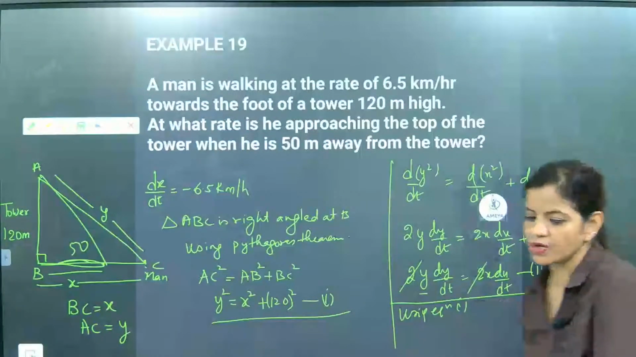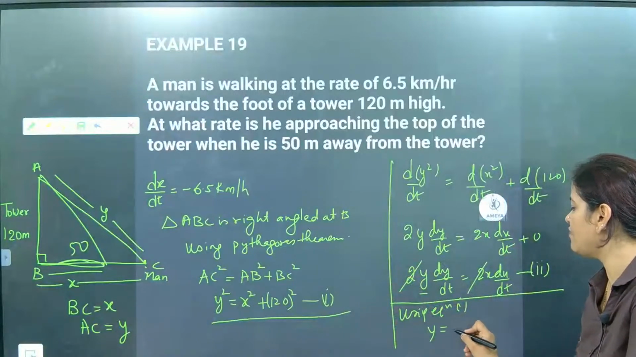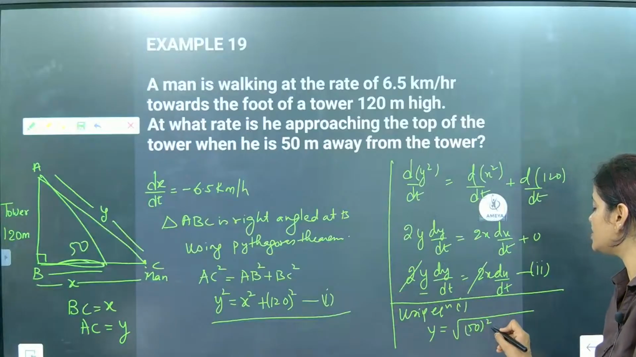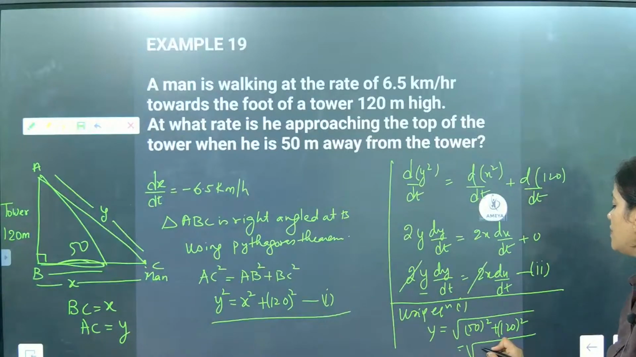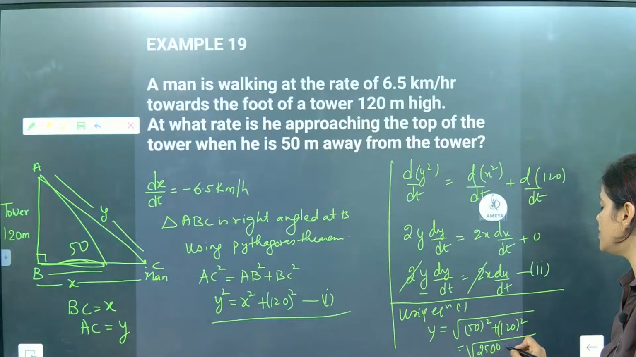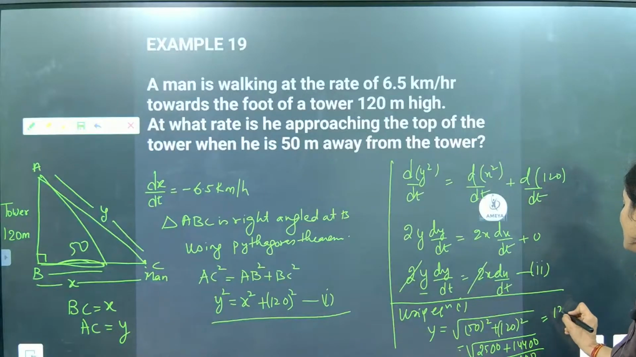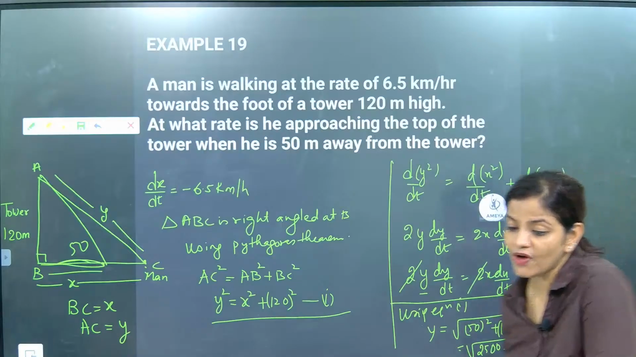So now what we are going to do is substitute. Y will be equal to root under, what is the value of x, beta? 50 squared plus 120 whole squared. So this part will become 2500 plus 14400. So how much will it come, beta? 16900. That will be 130 meters. So what is the value of y coming, beta?